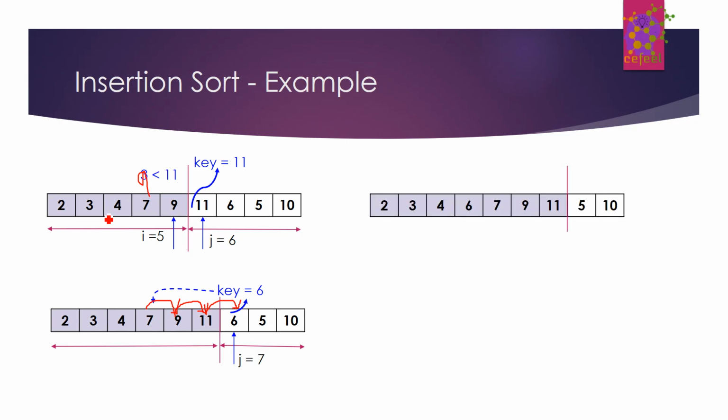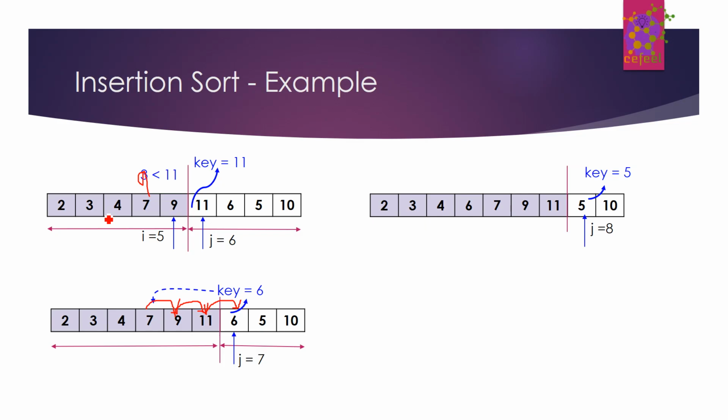So my next J loop will have 7 items, and 6 gets inserted into its position, and all 7, 9, 11 are actually moved one item to the right. So next is J equals 8. So 5 will be picked and stored as key, and 5 will be inserted at its position.